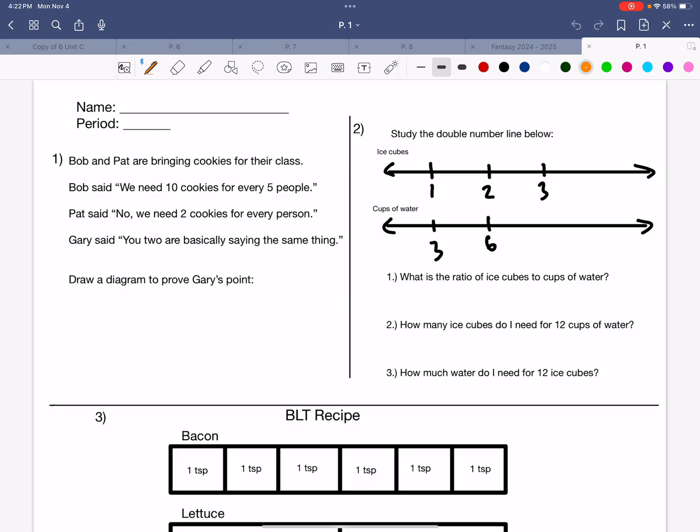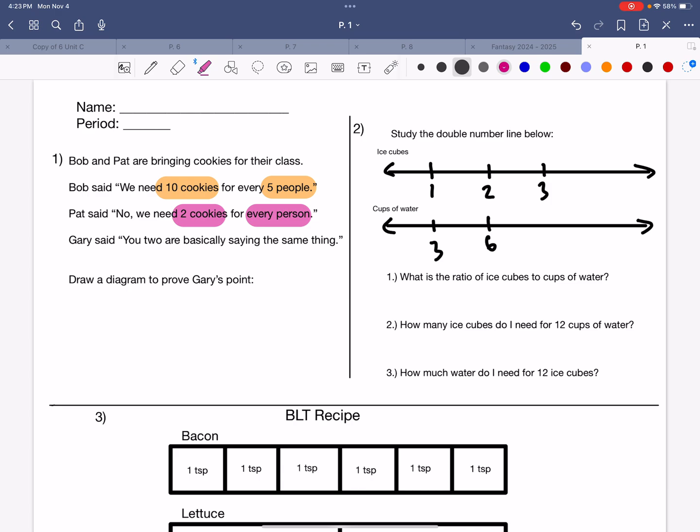So question number 1 says, Bob and Pat are bringing cookies for their class. Bob said we need 10 cookies for every 5 people. Pat said, no, we need 2 cookies for every person. And Gary said, you two are basically saying the same thing. Draw a diagram to prove Gary's point.